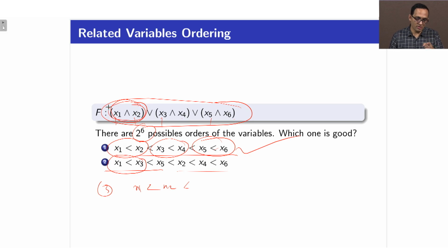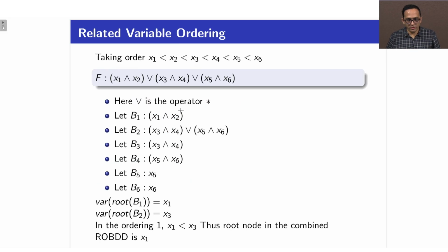If I can identify that x1, x2 are both true, I do not need to check the rest of the formula. I can decide the formula is true itself. So keeping x1, x2 together, x3, x4 together, x5, x6 together is better in this scenario, because the related variables are close. So, I will just quickly show you the BDD.